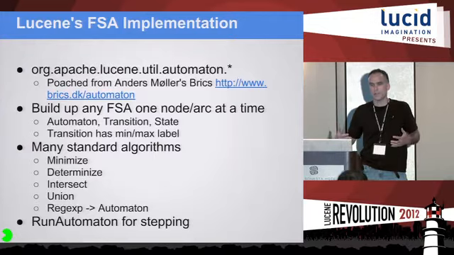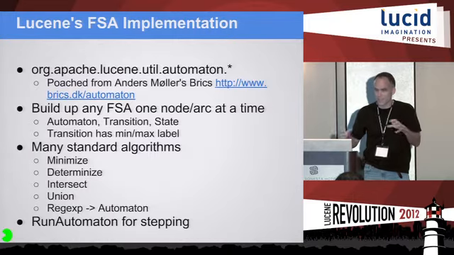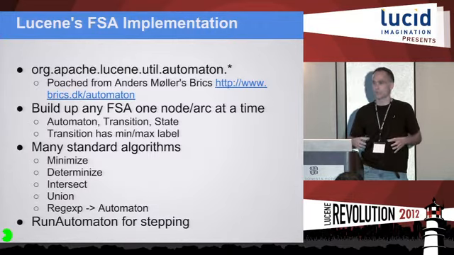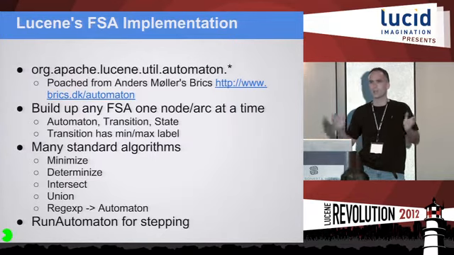It's a very approachable, very easy to understand API. You can build any automaton one node and one arc at a time. It's kind of like working with Tinker Toys. There are no restrictions on what you can build. It can be non-deterministic, deterministic. It could have cycles. It could be disjoint. It could be minimal or not. You have complete freedom to build it up. It's very flexible.